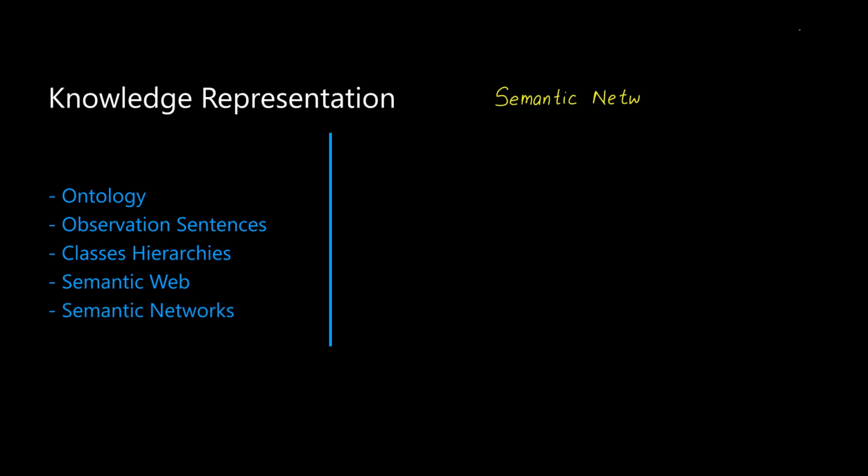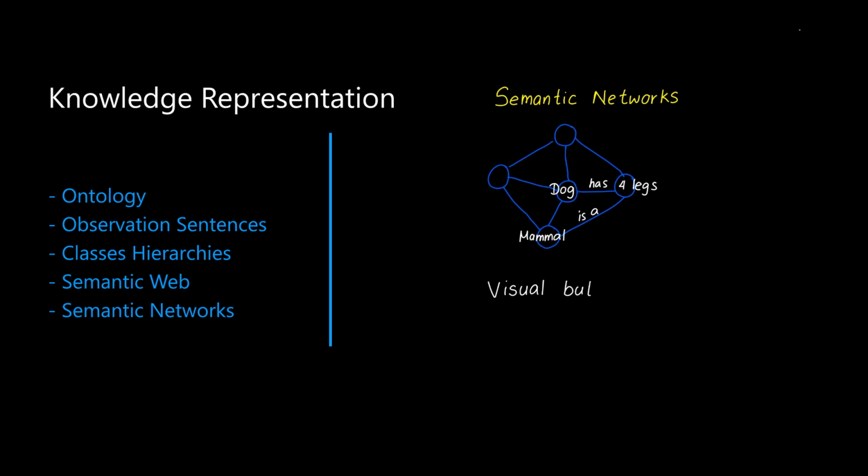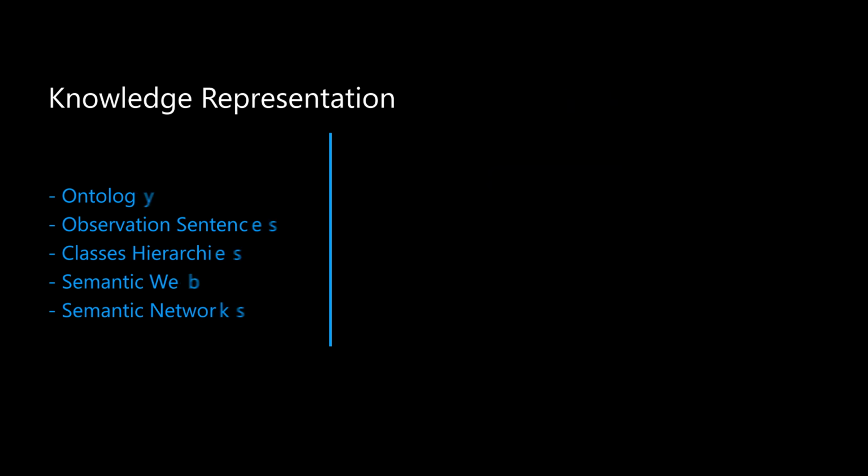Semantic networks represent knowledge as graphs with nodes and edges. Nodes are concepts, edges are relationships. It's visual and intuitive. Dog has 4 legs. Dog is a mammal. Draw it out and you can see the structure immediately. The downside is complexity. Large networks become messy and hard to manage.